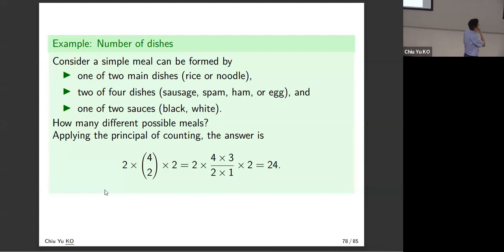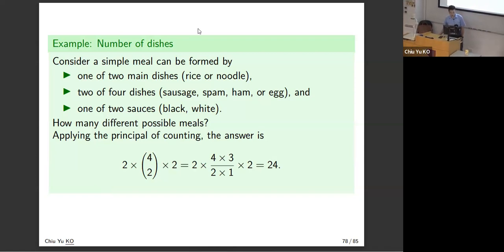So we have 2 dishes, rice and noodle again, and here you have more: spam, ham, sausage and egg. And it's black or white sauce. For the dishes, you don't care whether the sausage is on the left or the ham on the right, because they're not liquid, so that's fine. That should be no problem. So how many possible meals?